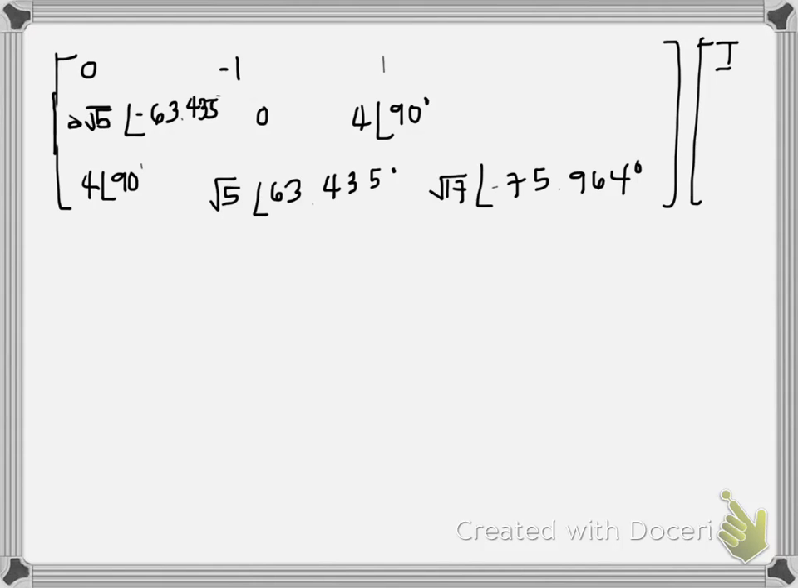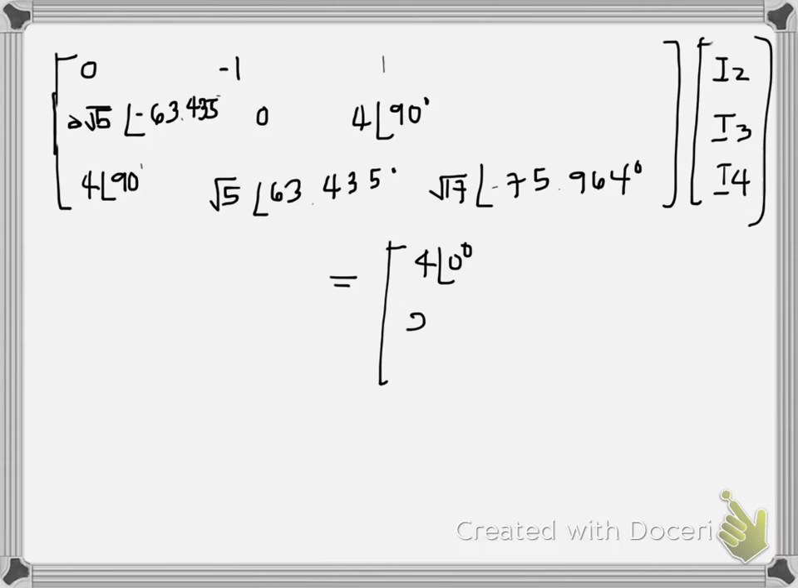Times I1, oh sorry, I2 rather, I3 and I4, equals the constants. We have 4 angle 0, 2 square root of 29 angle negative 68.199, and 4 angle 90 degrees.